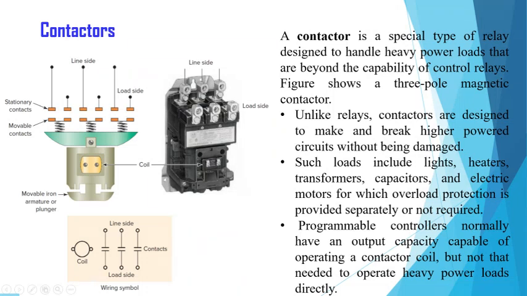So contactors are designed to handle high powered circuits. Which are those high powered circuits? These high power loads include lights, heaters, transformers, capacitors and electric motors. For these heavy loads, the overload protection is either provided separately or it may not be required. Programmable controllers normally have an output capacity capable of operating a contactor coil, but not that needed to operate heavy power loads directly.